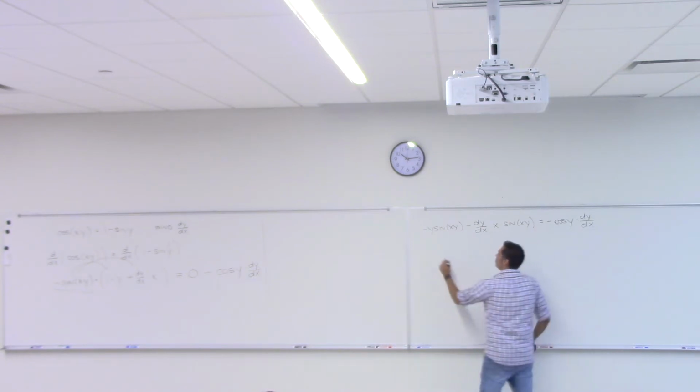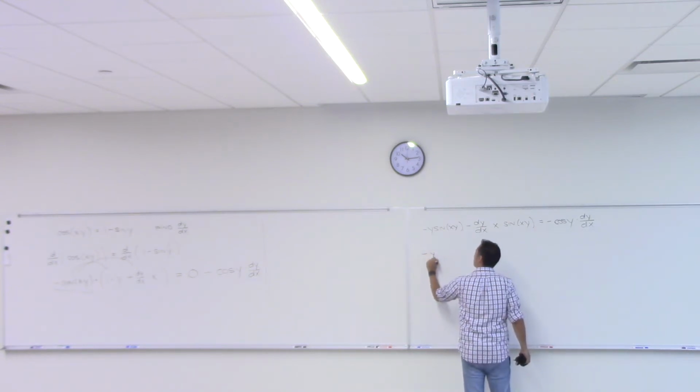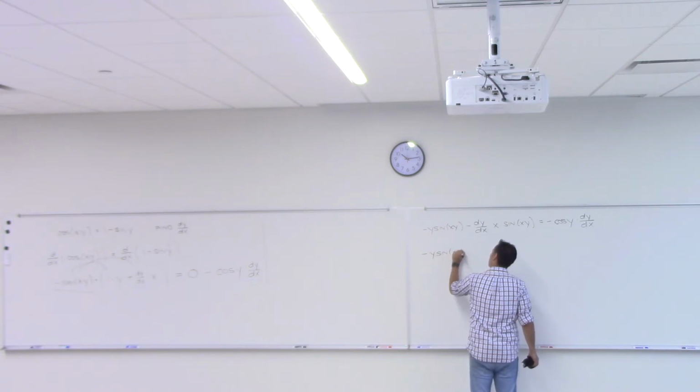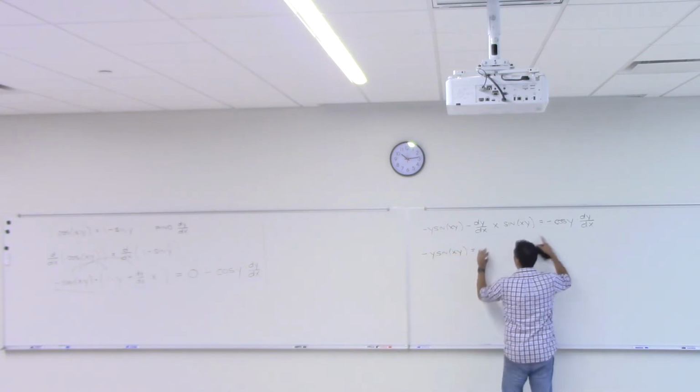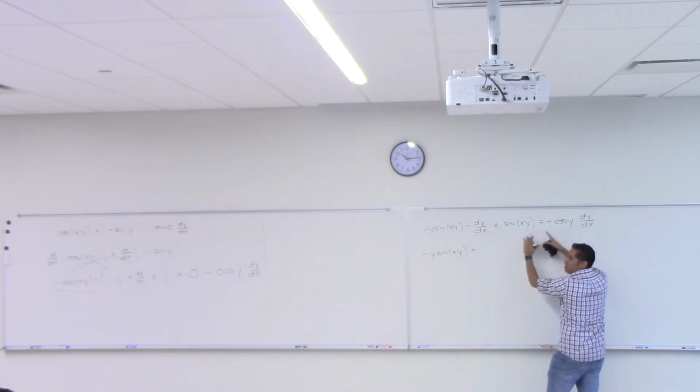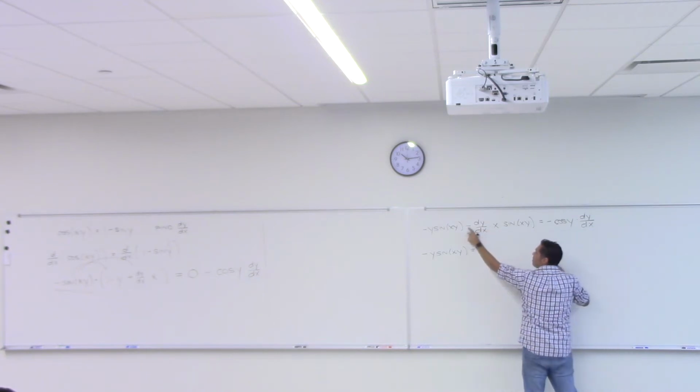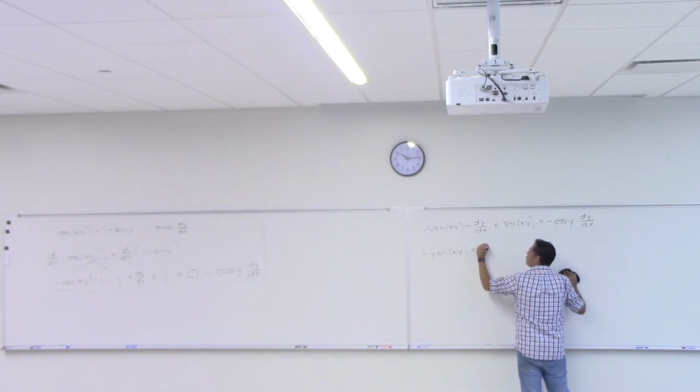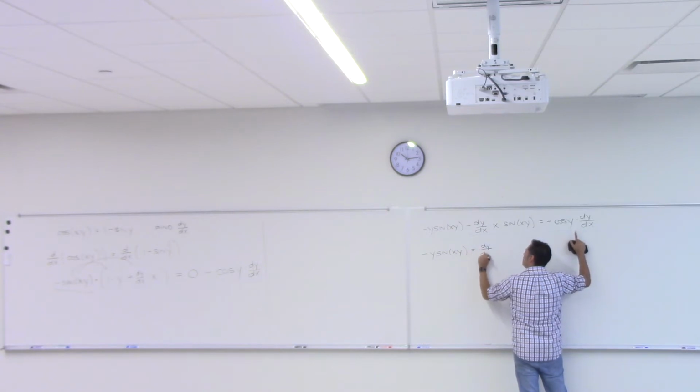Okay. So I'm going to have negative y sine xy equals, when I move this over, it's going to become plus, isn't it? Because it's a minus over here. So I'm going to put it first because this one's negative, isn't it?